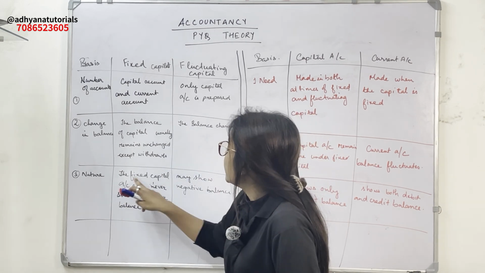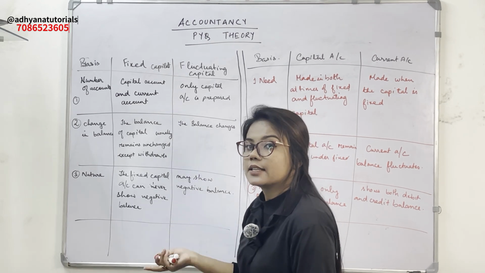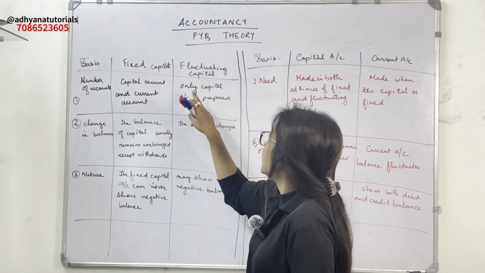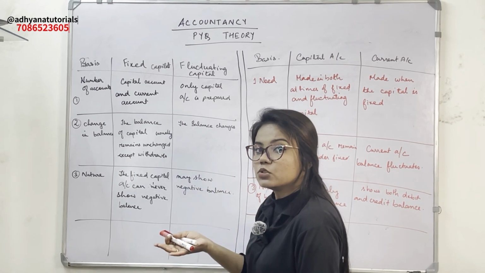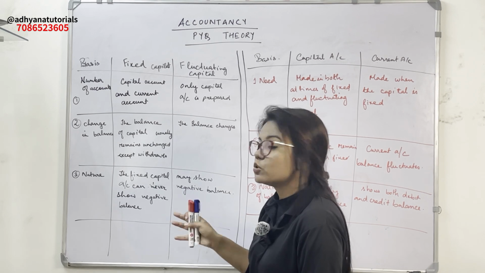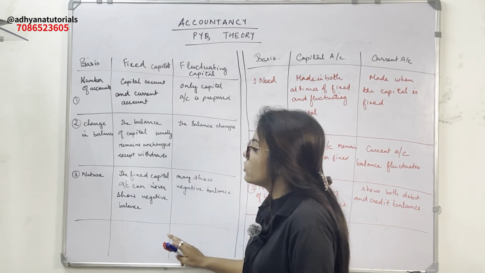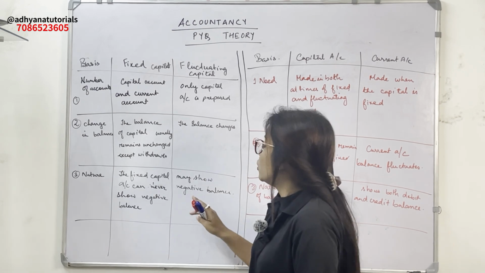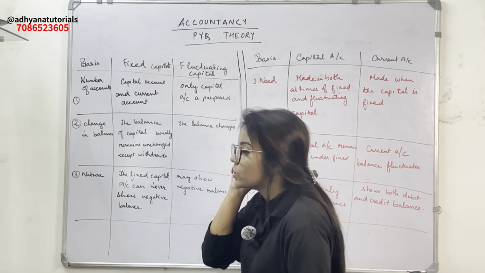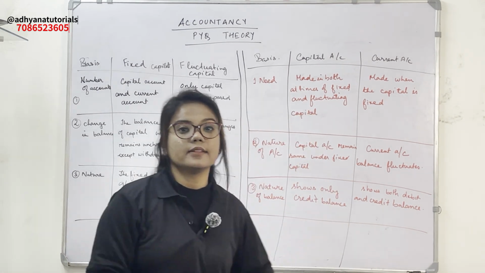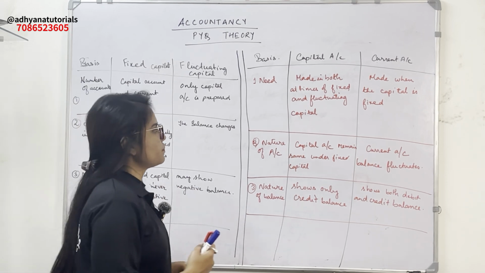ठीक है, the fixed capital account can never show negative balance. यहाँ पे negative balance दिखाता ही नहीं है, but fluctuating capital may show negative balance. माने जितने तुम्हारा capital change हो जाए, there are high chances it might show a negative balance. Okay, I have covered only 3 points. Please make sure you follow up at least 5 points, because then you might be able to write the answer. Okay, and if 3 marks, then you are already in the safe zone.